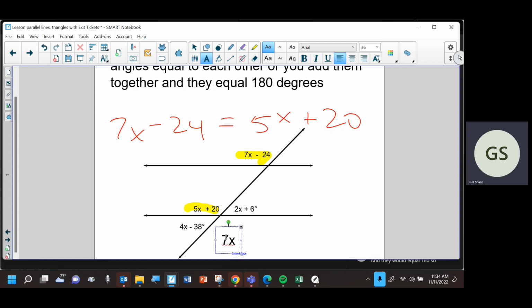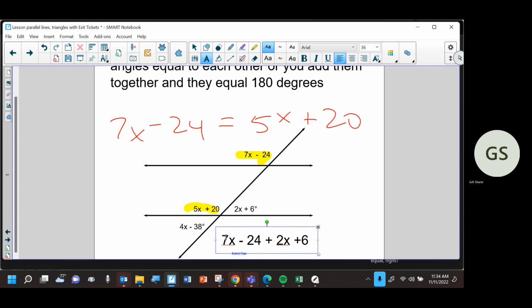So 7x subtract 24. Well, I'm going to add it with 2x plus 6 because 2x plus 6 is clearly not equal, right? Those are your only two options. There's nothing else you do in these figures. Nothing. Every angle is going to have only two numbers you'll wind up with.